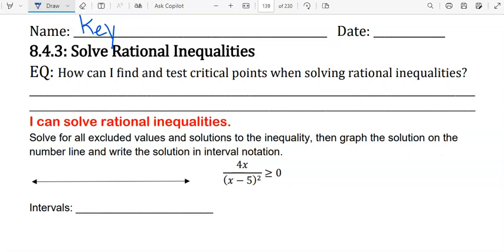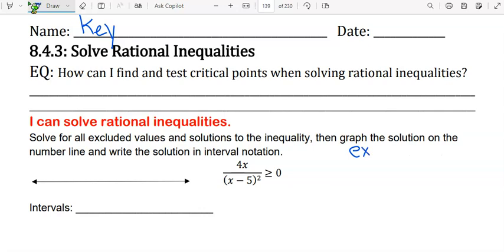8.4.3 Solve rational inequalities. Essential question: how could I find and test critical points when solving rational inequalities? Skill: I can solve rational inequalities. Solve for all excluded values and solutions to the inequality. Then, graph the solution on the number line and write the solution in interval notation. 4x over (x minus 5) squared is greater than or equal to 0.